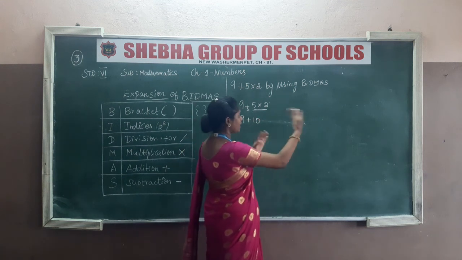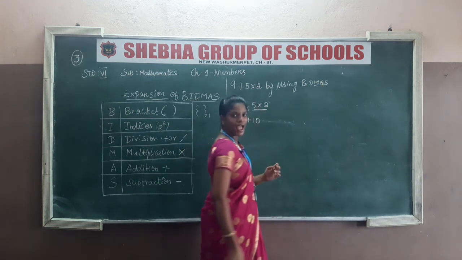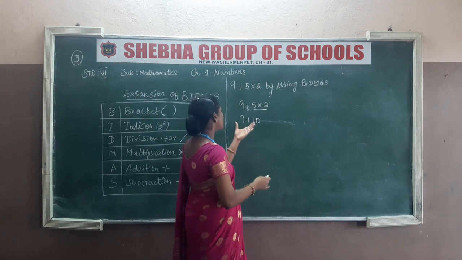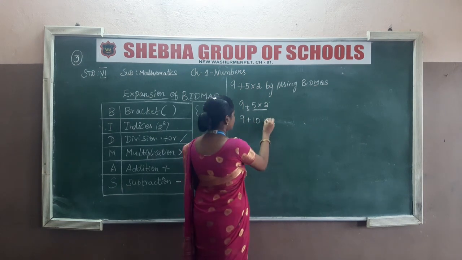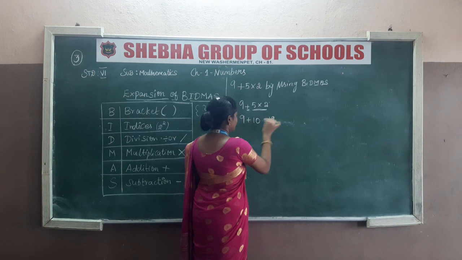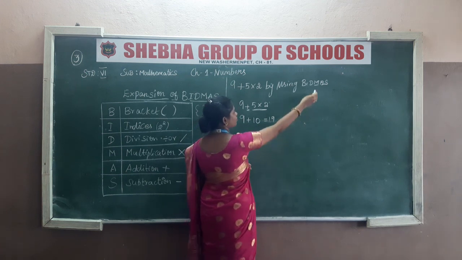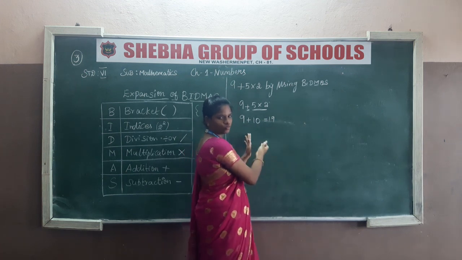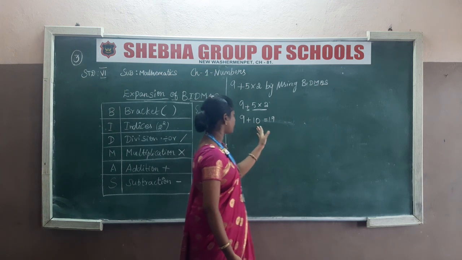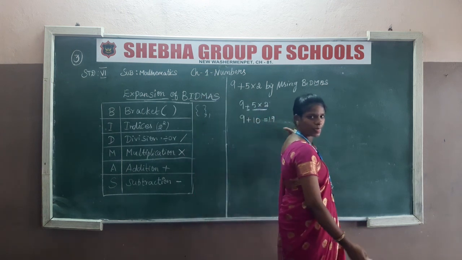Okay, this is correct. Next, A. A means adding. So we have to add the numbers: 9 plus 10 is 19. Subtraction is not there, and the numbers are not subtracted. Okay, the number is 19.